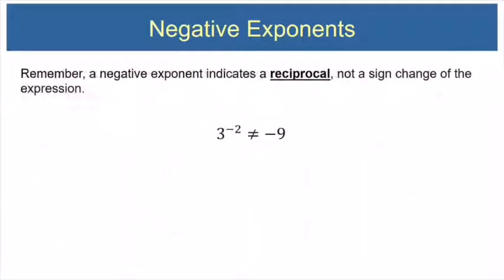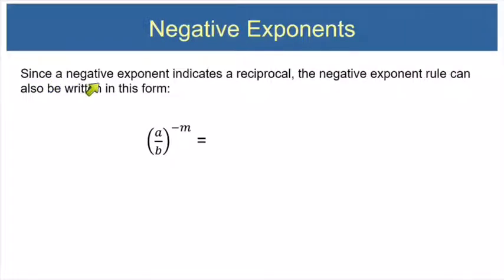Now I want to point out something that's a very common mistake among new algebra students, and that is that a negative exponent indicates a reciprocal, not a sign change of the expression. A lot of times students think that 3 to the negative 2 is going to mean negative 9, but that's not the case at all. The negative exponent does not give us a sign change in the answer. You know now that 3 to the negative 2 is going to be 1 over 3 to the positive 2, which is 1 over 9. So a negative exponent indicates a reciprocal, not a sign change.